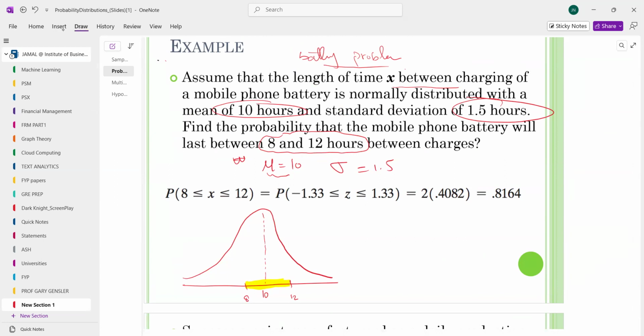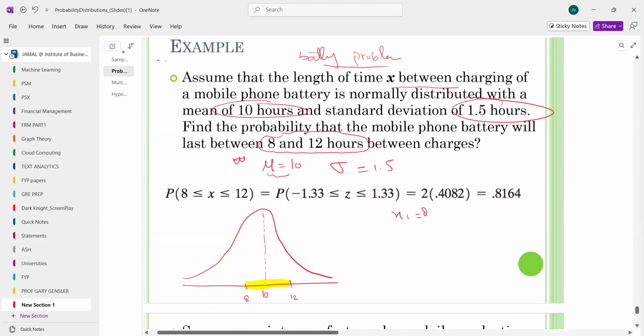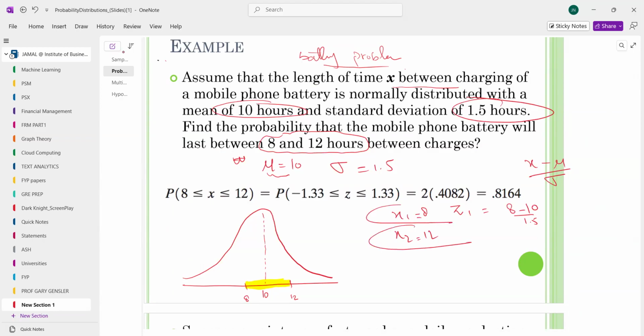I can find the z-score first. I have two values: x1 equals 8 and x2 equals 12. So I can find two z-scores. My z1 will be 8 minus 10 upon 1.5, because the formula of the z-score is x minus mu upon standard deviation. For the second case it is 12 minus 10 upon 1.5. For the first it's going to be minus 1.33, and for the second it's going to be 1.33, right?